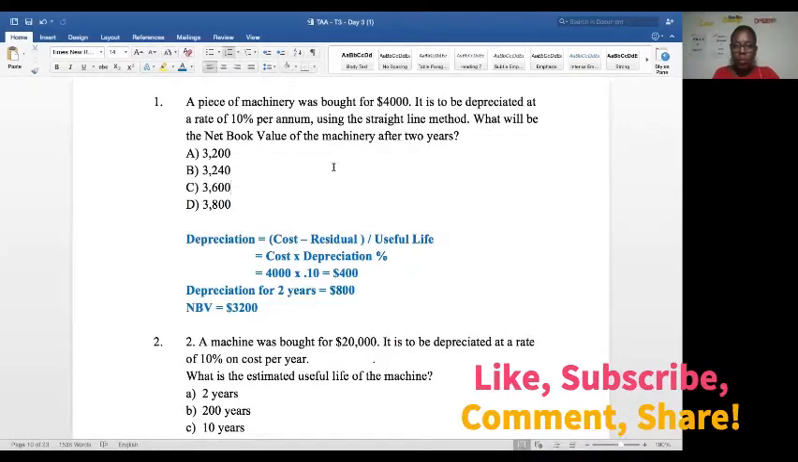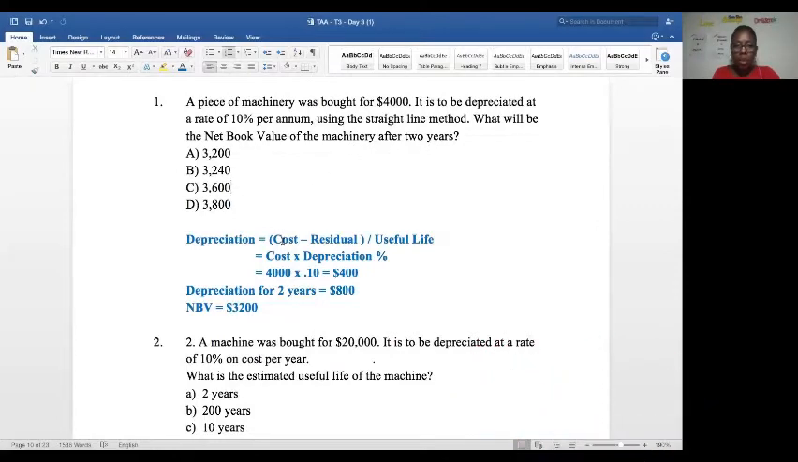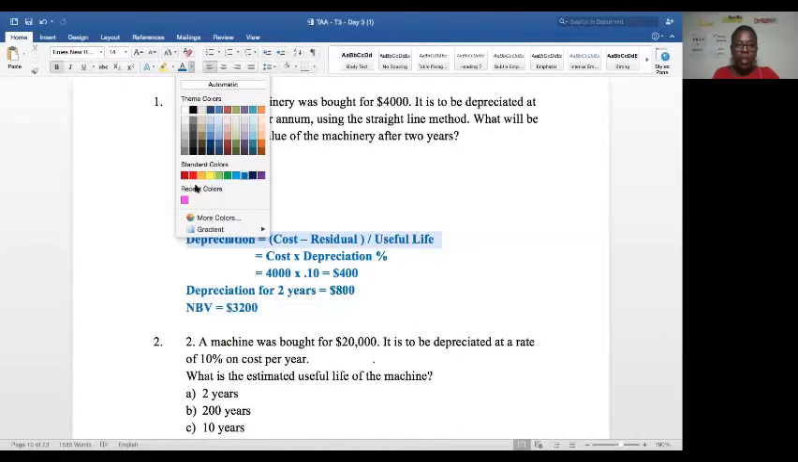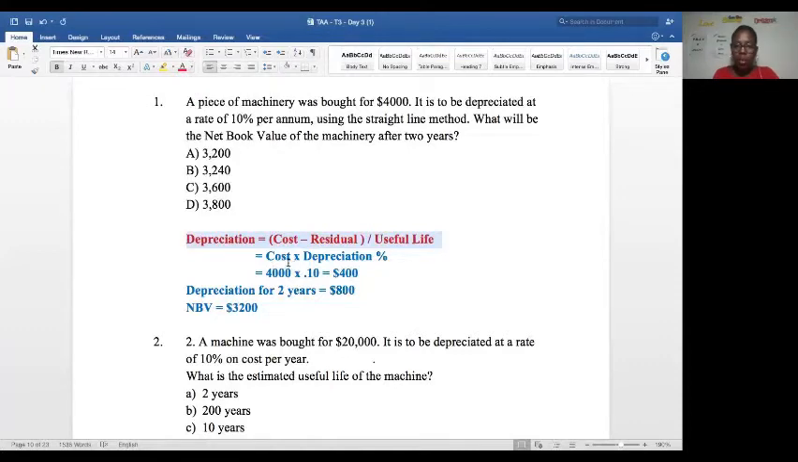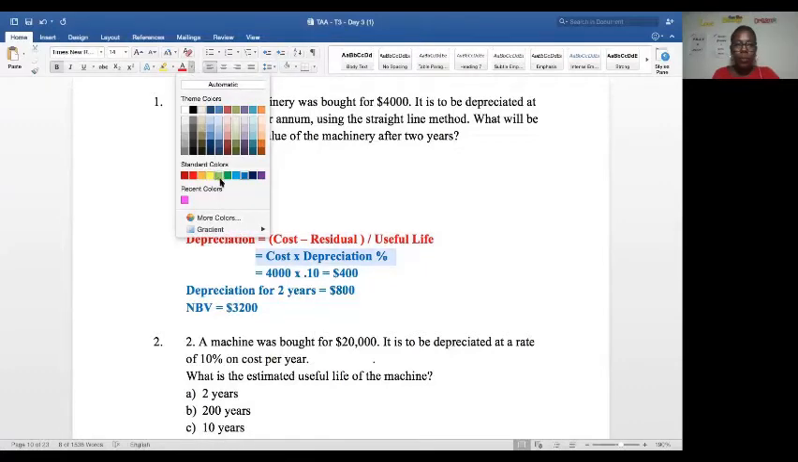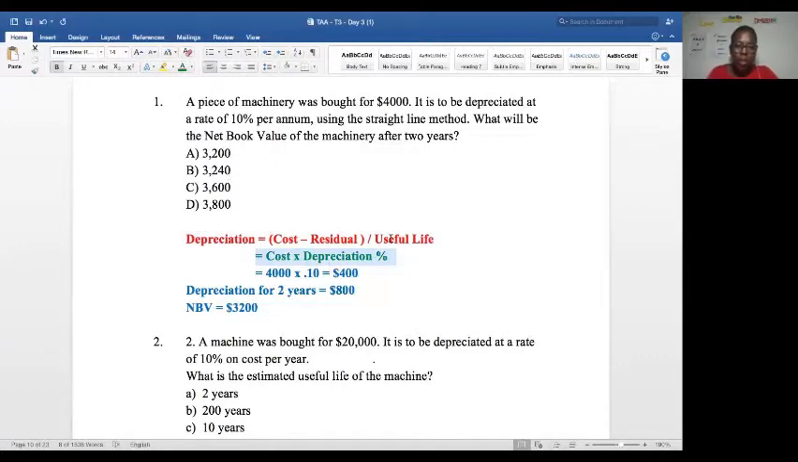All right, so this is supposed to be pretty straightforward. Use a formula, plug in the information that you have, and then work out the rest. Cost, and they're actually going to use the cost by depreciation format instead of the cost minus residual value all over useful life, right? It's all the same thing.